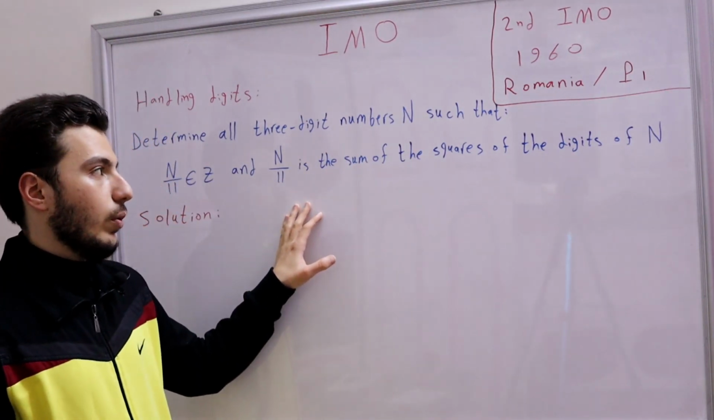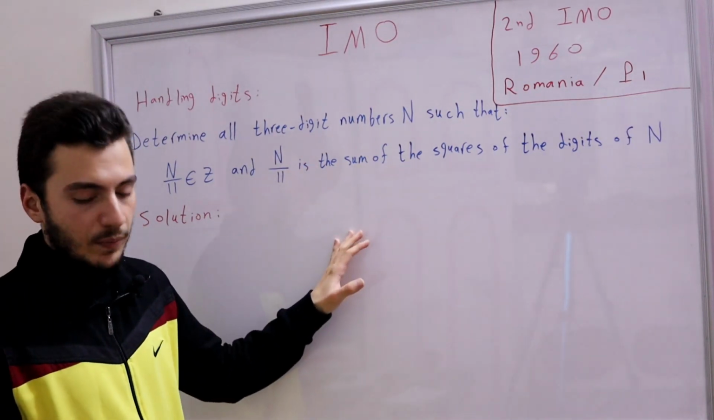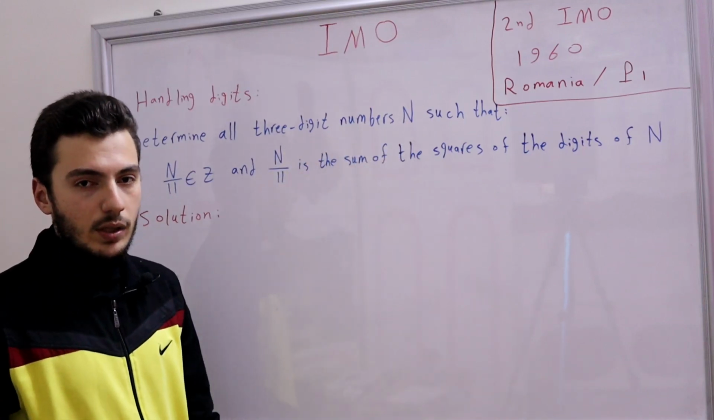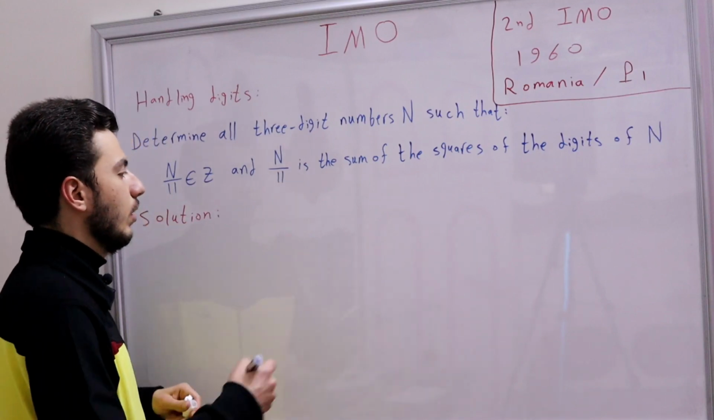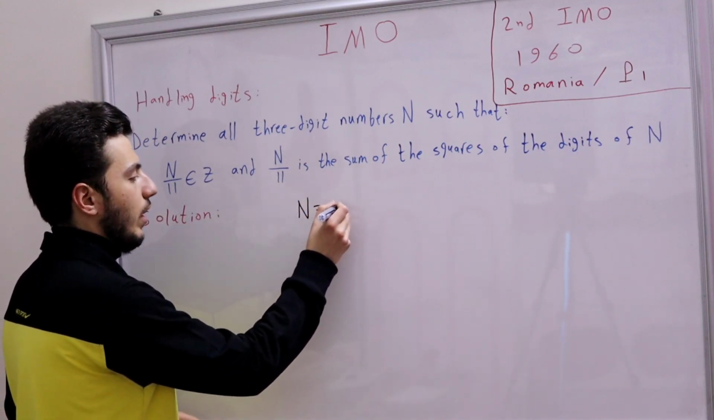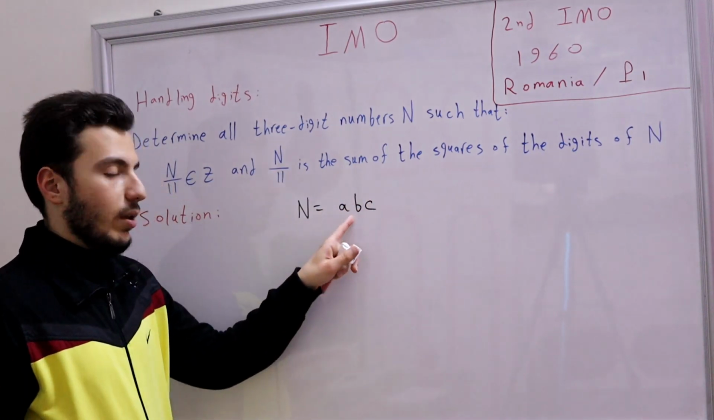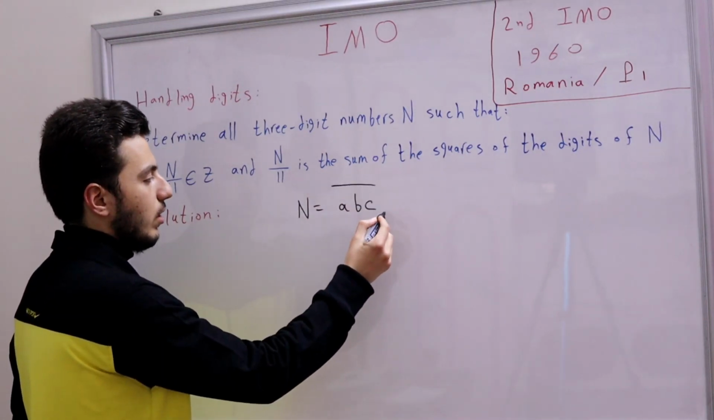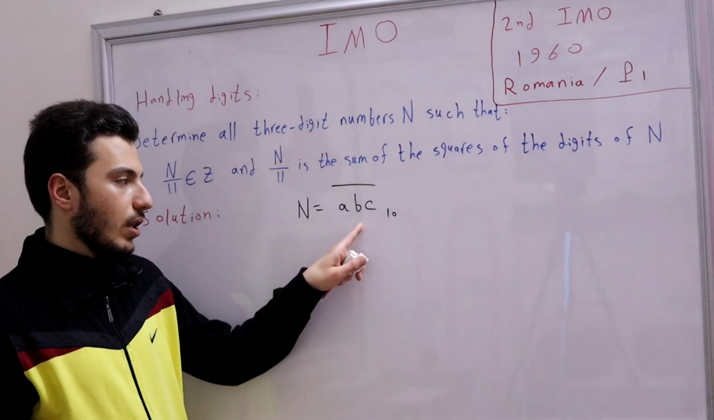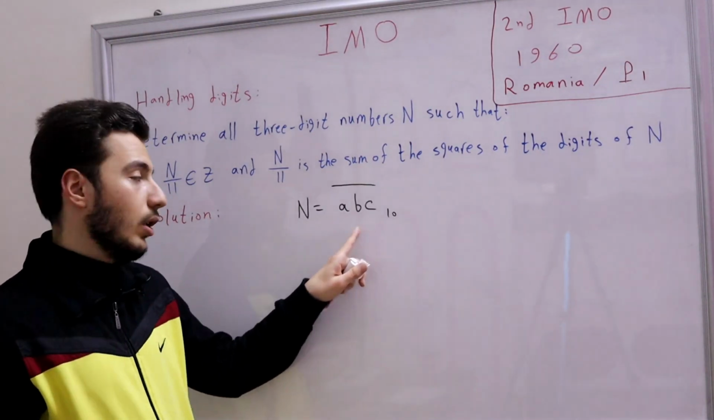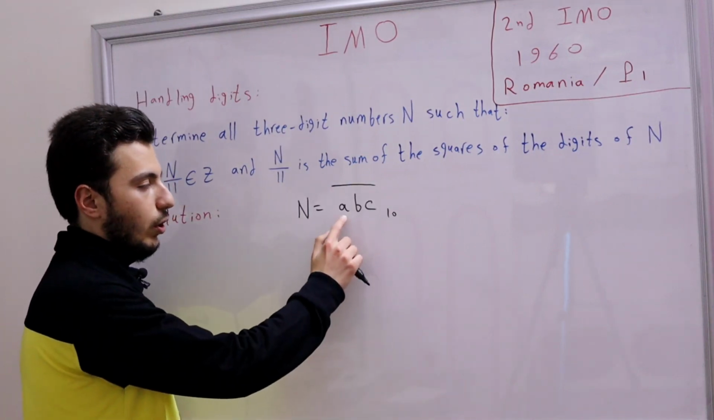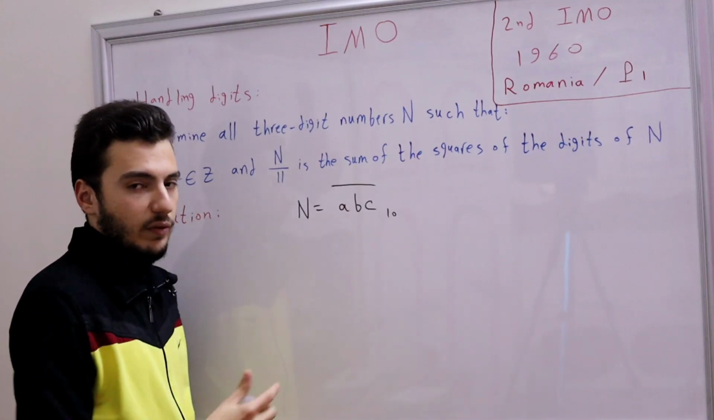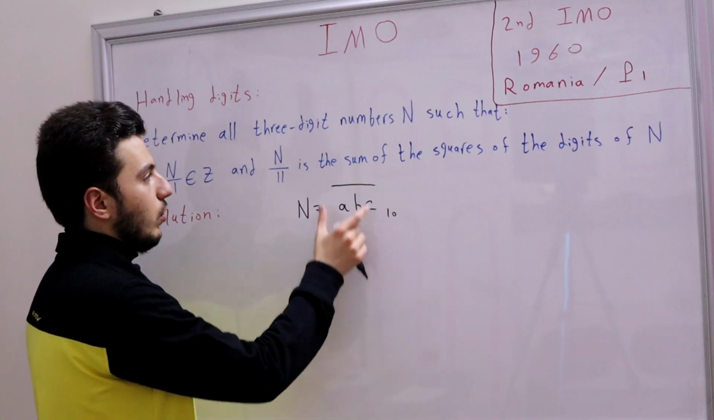We're going to start by simplifying the problem statement. First of all, we know that n is a 3-digit number, so it makes sense to assume that n can be written as ABC, where ABC is the decimal representation of the number n. So that means that ABC is the decimal representation of number n. As we know, A can be only 1, 2, 3 up to 9. It cannot be 0, while B can be from 0 to 9 and C can be from 0 to 9. Okay, so that's for the first line.